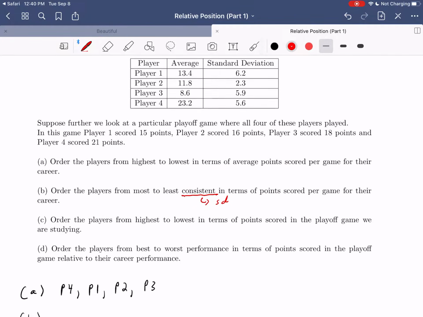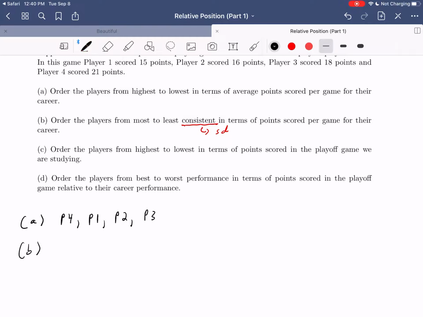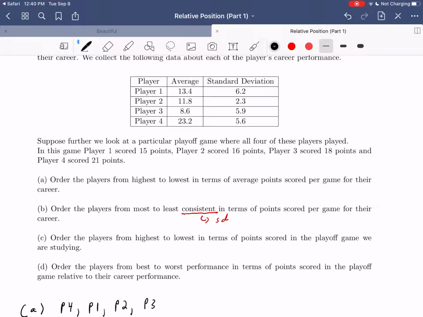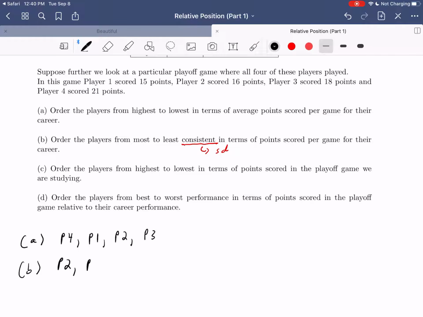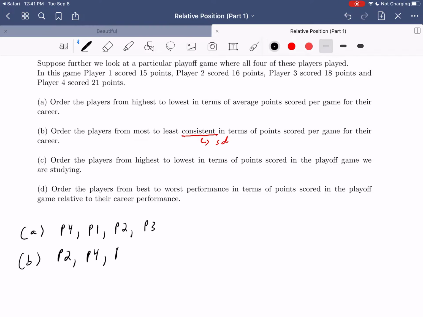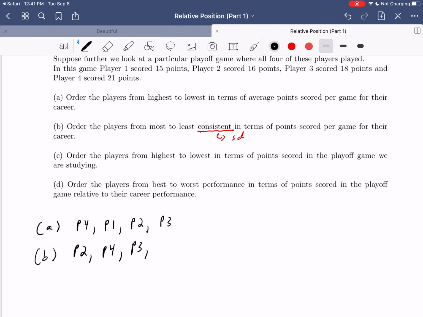So if we look at this, the player with the lowest standard deviation, so who was most consistent, was player 2 with only 2.3. So we'd put player 2 first. Then, it's close, but player 4 was actually the next most consistent, so player 4. Then the next lowest would be player 3 with 5.9 as their standard deviation. And then player 1 with 6.2. So there we go.